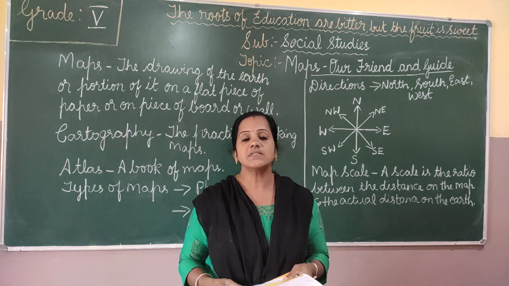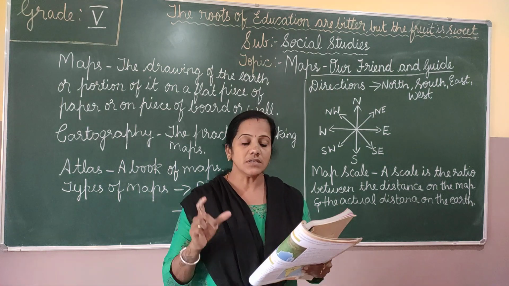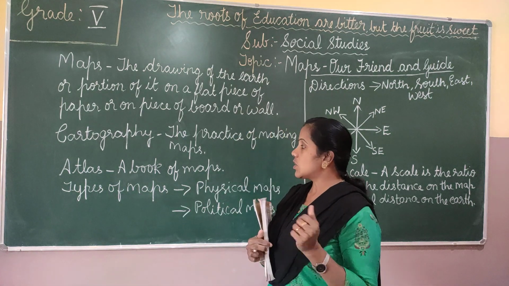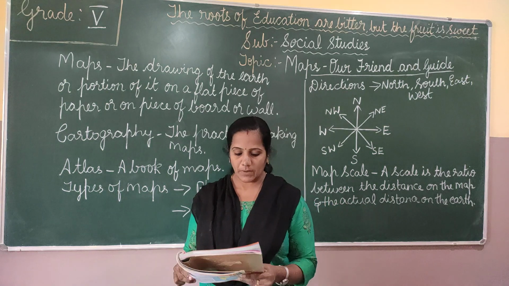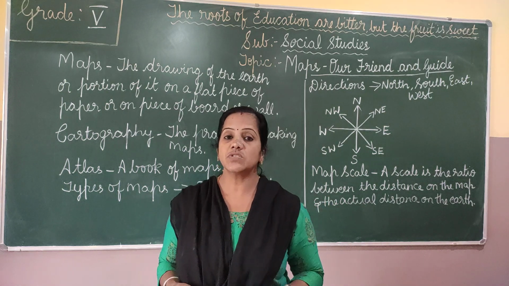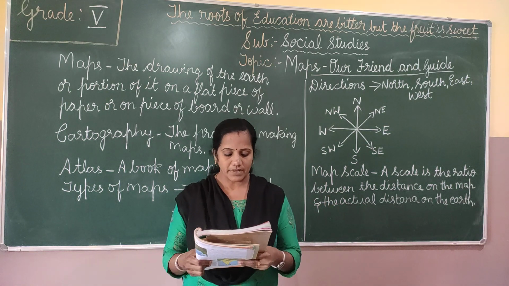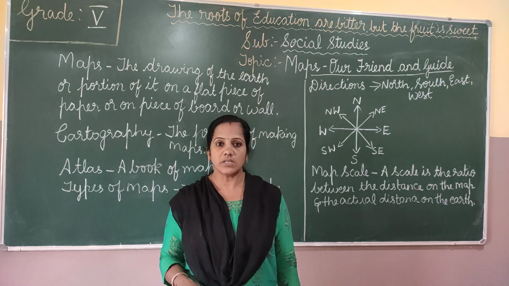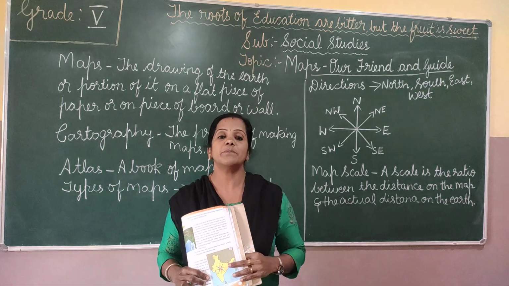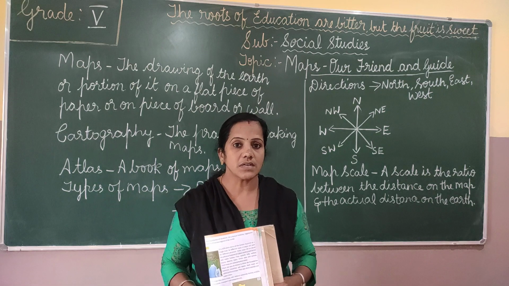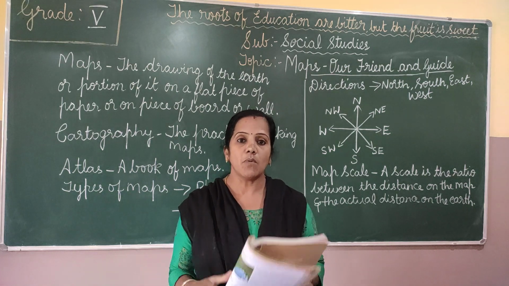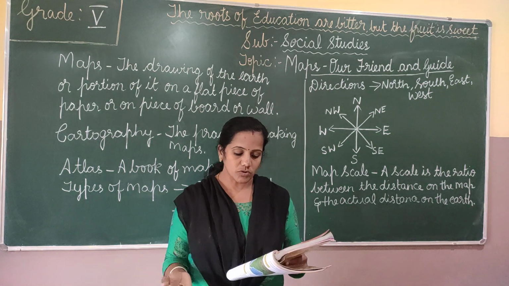Now we'll see what the difference is between a globe and a map. A globe is the model of the earth. As we learned in the previous class, the globe is the model of the earth. And what is a map?